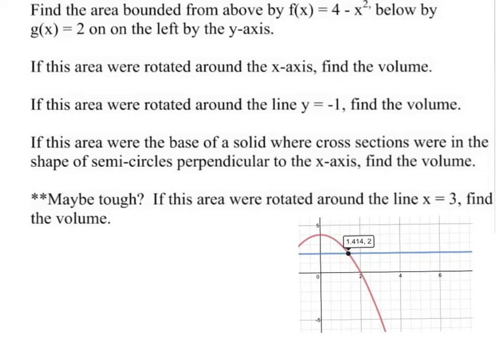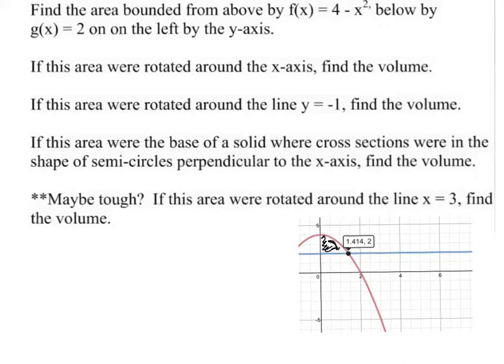In this video, we're just going to review a little bit more of some types of things we could be asked about volumes. So, find the area bounded from above by the function f of x equals 4 minus x squared, below by g of x equals 2, and on the left by the y-axis. So I put a graph here. What we're looking for is this area in here. Okay? So again, you kind of want to maybe reread it.